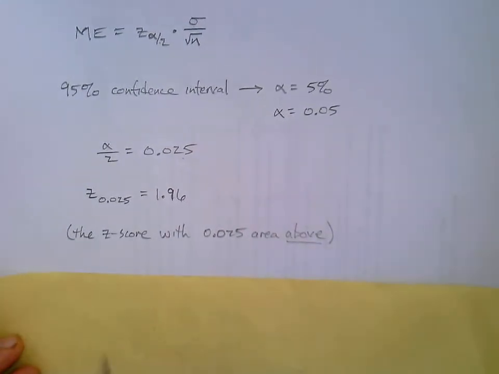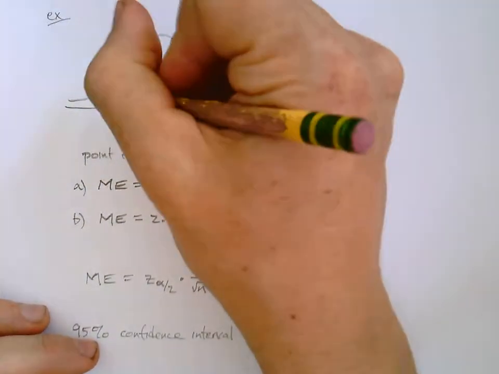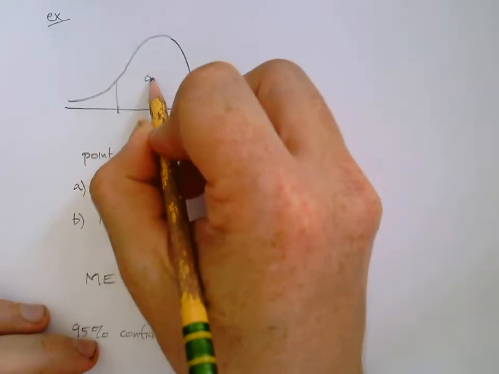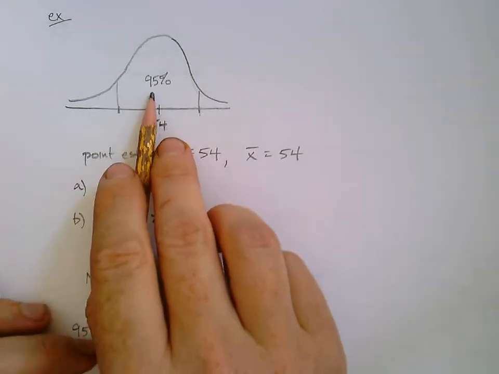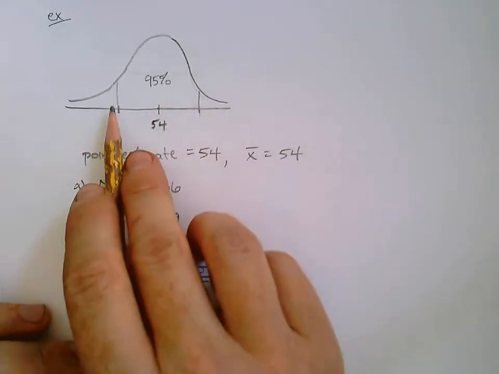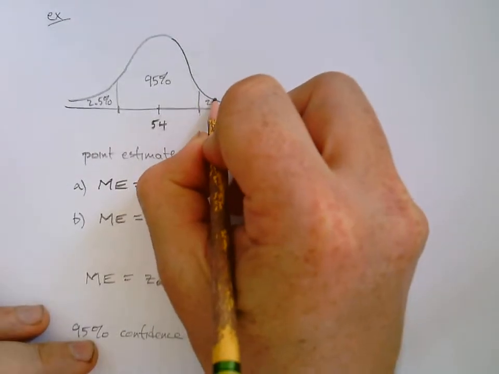Right? So why would that be the case? Just to really connect the dots, if we go back here, if we were to think about the 95% confidence interval, right? 95% in the middle. Well, then how much is in each tail? 2.5%, 2.5%.